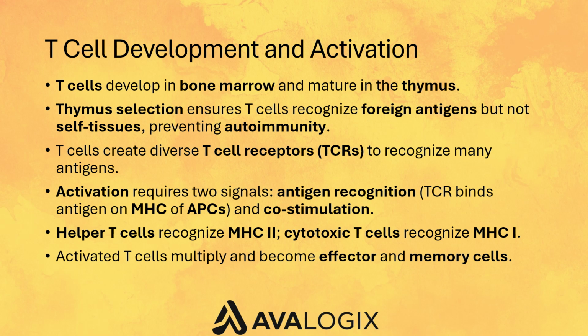During development, T cells randomly rearrange their T cell receptor, TCR, genes to generate diverse antigen specificity. Positive selection in the thymus ensures T cells can recognize self-MHC molecules, while negative selection removes those strongly reactive to self-antigens, preventing autoimmunity. Once mature, naive T cells circulate through lymphoid organs, searching for their specific antigen.